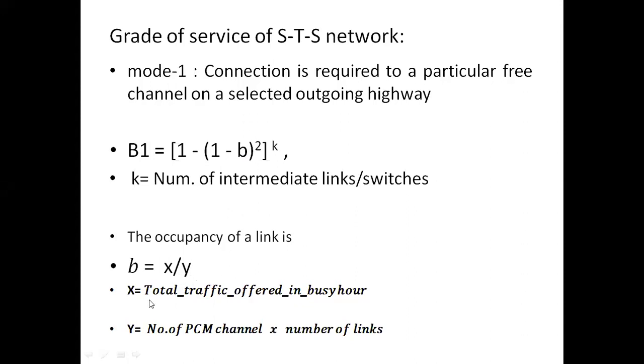Small x represents the total traffic offered in the busy hour, and y represents the number of PCM channels, which is the product of the number of PCM channels times the number of links. Remember, small b represents the occupancy time of these intermediate links, which is given by small x over small y, where x is the total traffic offered in the busy hour, and y is the number of PCM channels of a particular incoming PCM highway times the number of links present in the STS network.